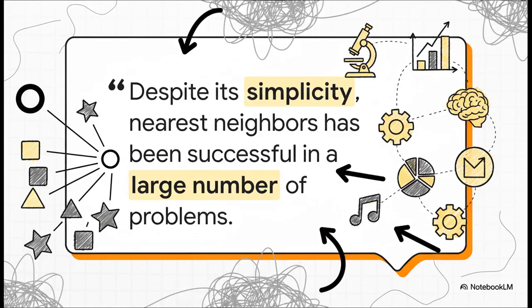But seriously, don't let those drawbacks scare you off. There's a great quote from the documentation of scikit-learn, which is one of the biggest machine learning libraries out there. It says, "Despite its simplicity, nearest neighbors has been successful in a large number of classification and regression problems." And that really says it all. Its simplicity is its power, and it often holds its own against way more complicated methods.